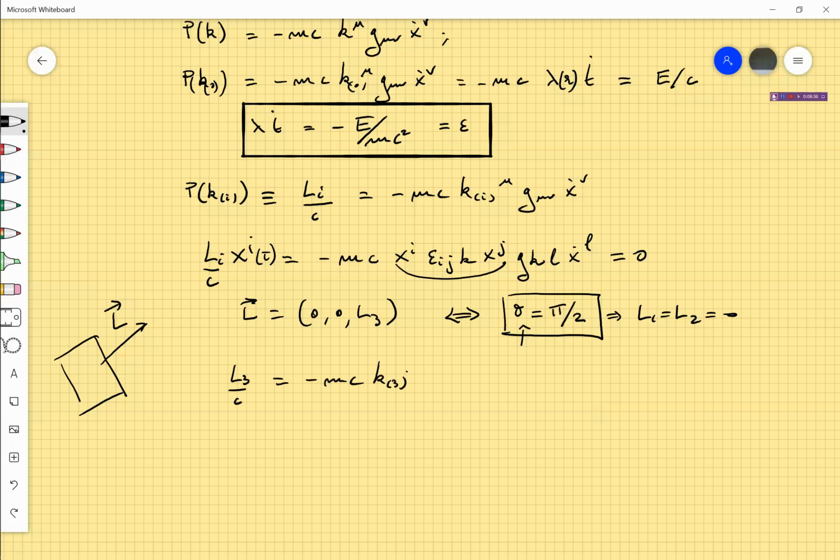It makes sense to compute it. K3 mu is only d/d phi. So only the component mu equal to phi is different from 0 and takes the value 1. So this is minus mc g_phi phi, but then nu has to be phi because the metric is diagonal, and this is phi dot. And g_phi phi is r squared sine squared theta.